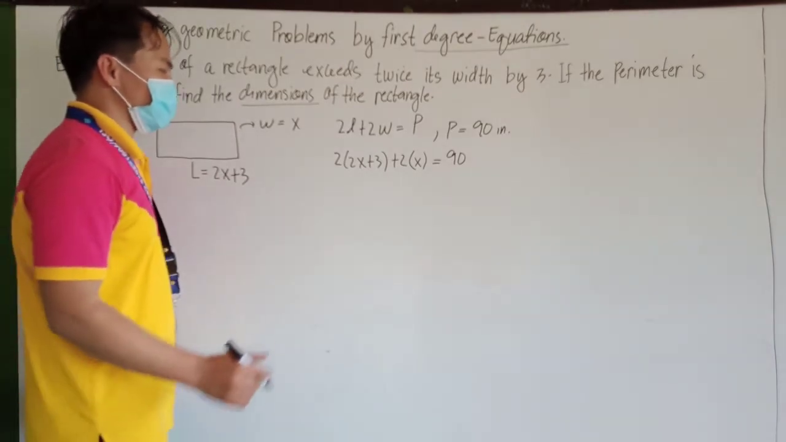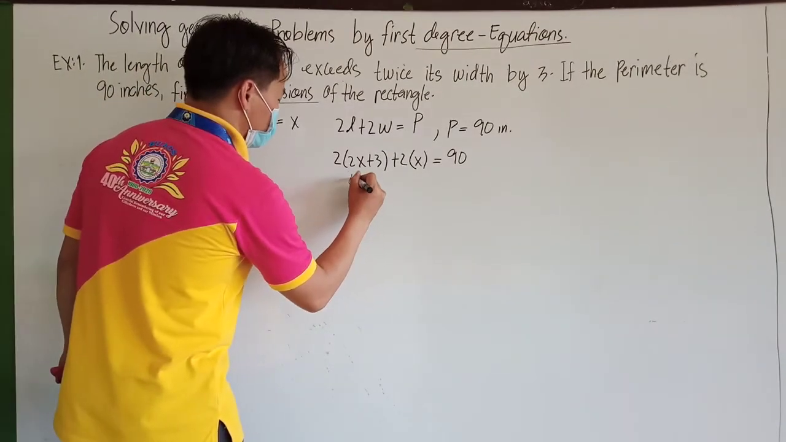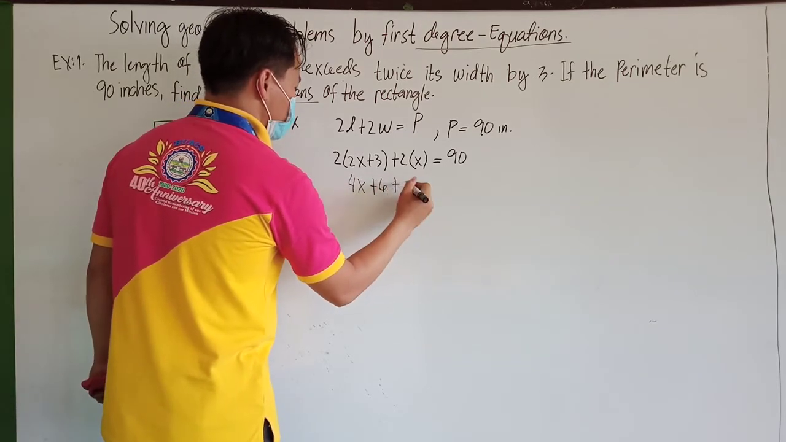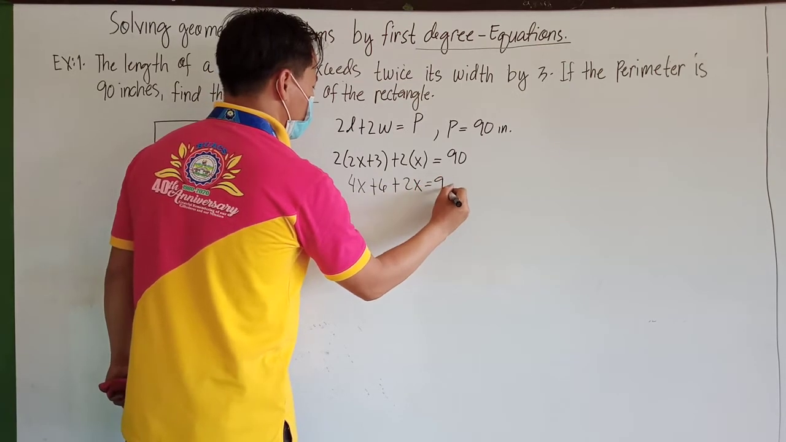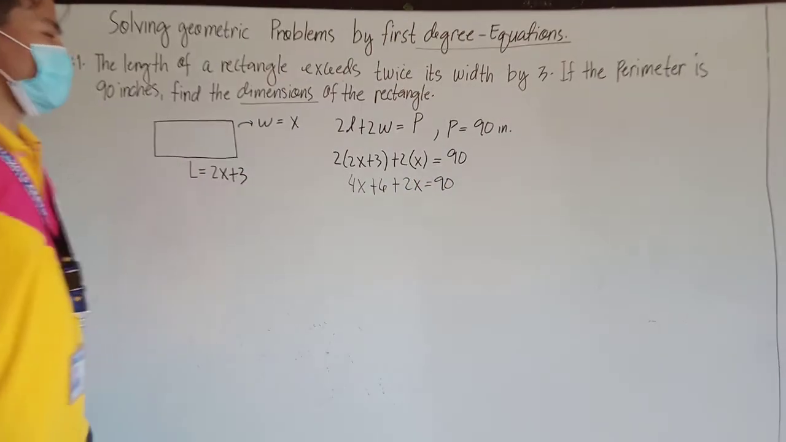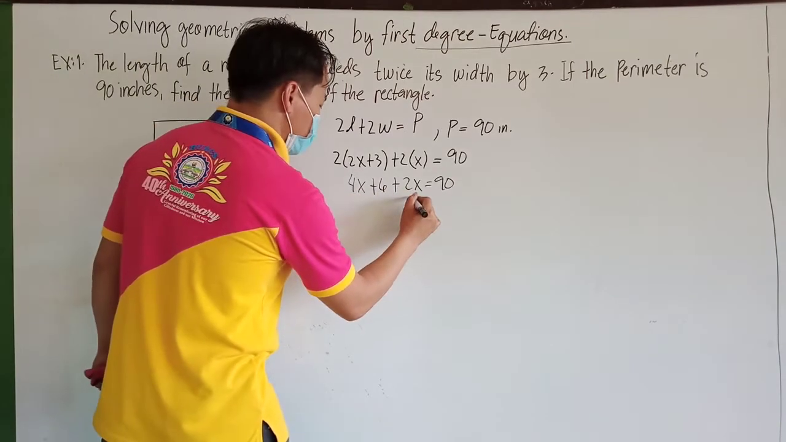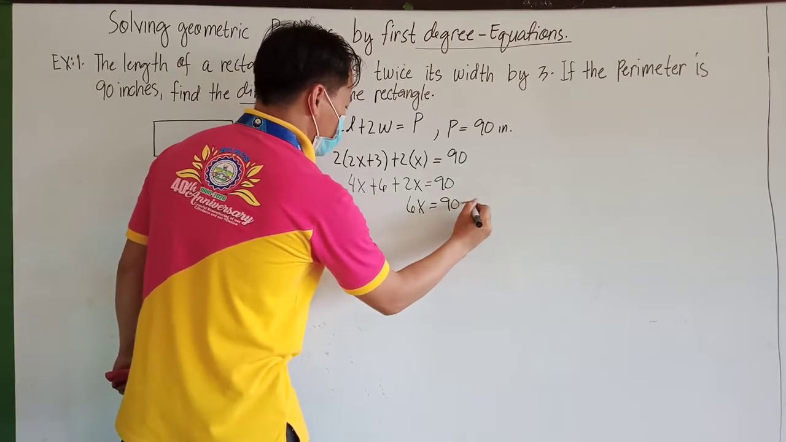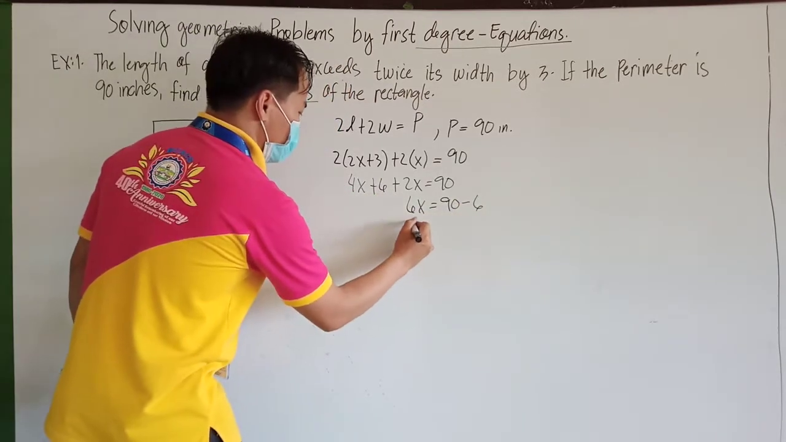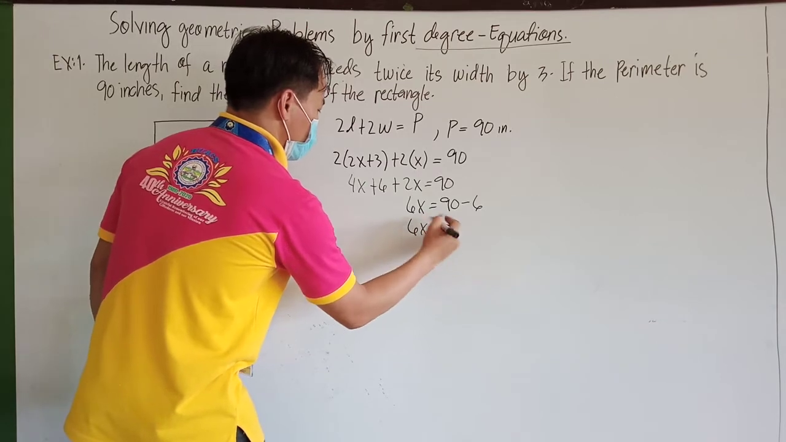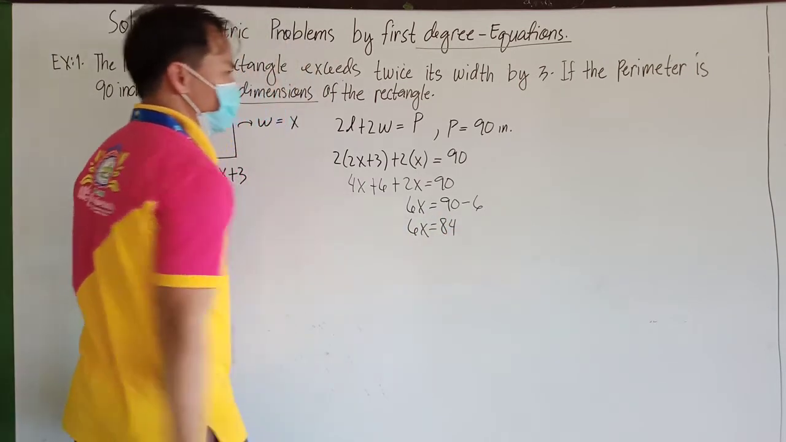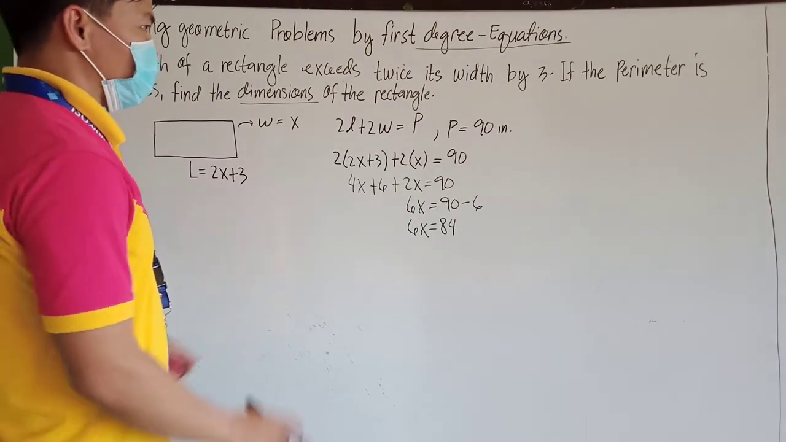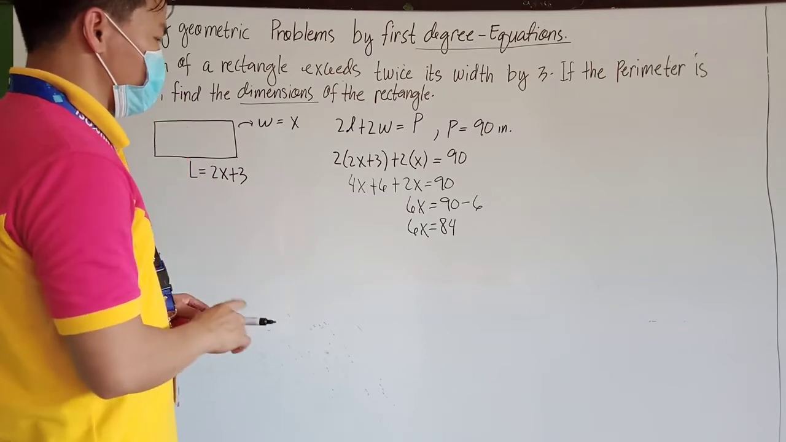Now, 2 times 2x is 4x. Then 2 times 3 is 6, plus 2 times x is 2x, is equal to the perimeter. After that, combining like terms, 4x plus 2x is 6x, plus 6, is equal to the perimeter. Transposing 6, from positive it will become negative 6, so we have 6x is equal to 84.